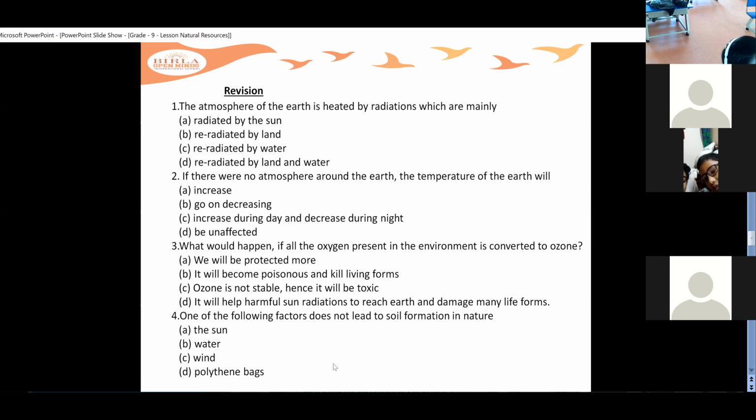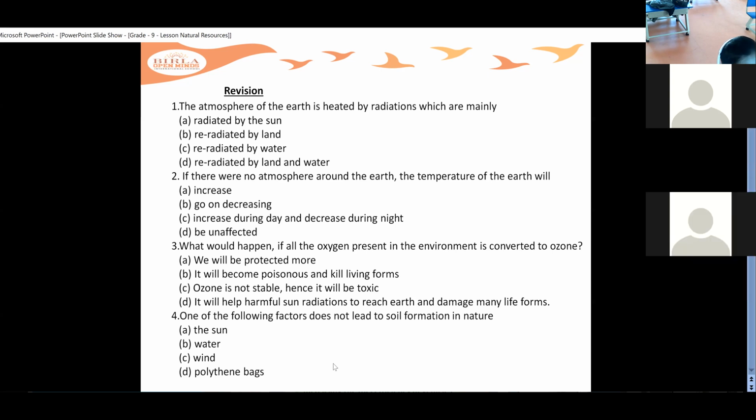If there is no atmosphere surrounding the Earth, then what happens to the temperature of the Earth? Will it increase, go on decreasing, increase during the day and decrease during the night, or be unaffected? What will be the answer for this? Go on decreasing, ma'am. The temperature will decrease. It will be very cool.